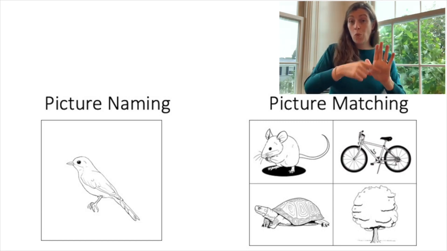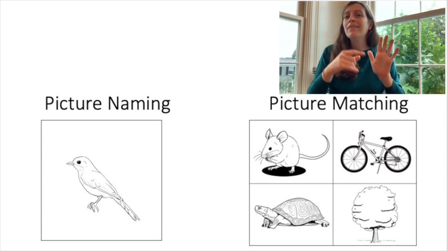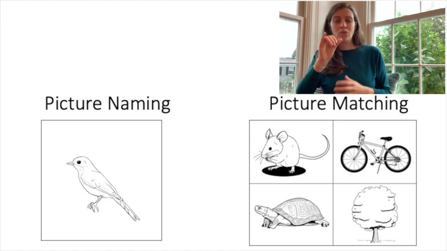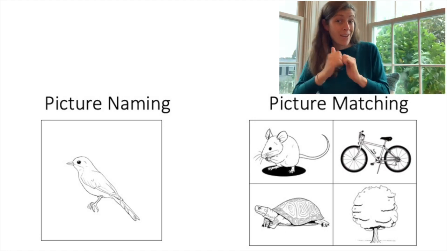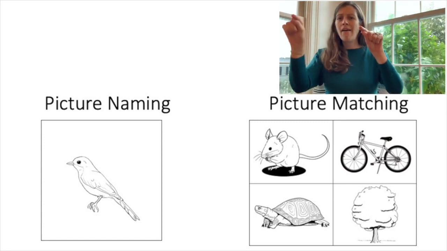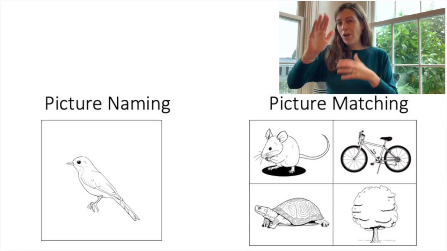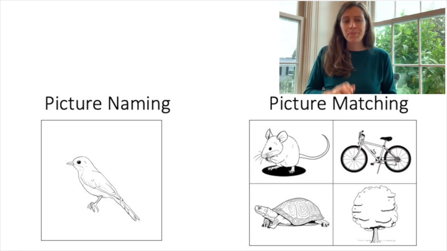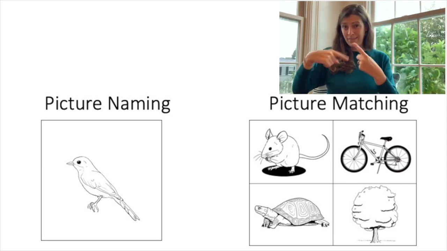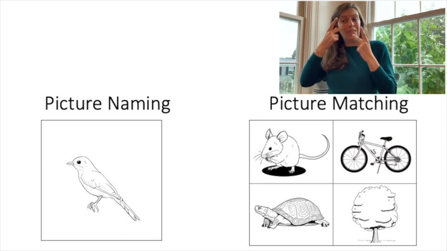The first was a picture naming task where we showed a picture, like a picture of the bird here, and we asked the child to tell us what the sign is that corresponded. So we expected the child to sign bird. And then their receptive vocabulary was examined using a picture matching task where we produced a sign, like the sign for a tree, and then the child had to select which picture matched from an array of 4. We had 20 items on each of these 2 tasks.